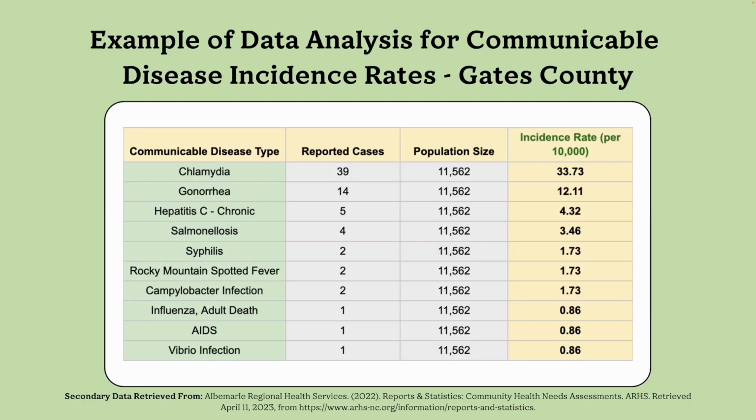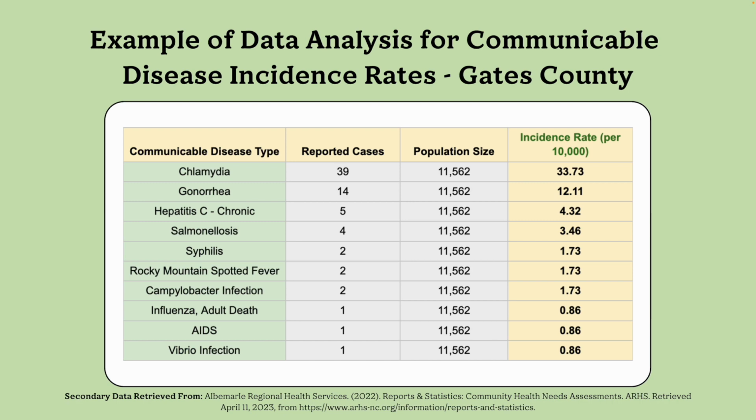I wanted to provide an example of data analysis for the communicable disease incidence rates. So again, this helped me answer the first research question, and this example is for Gates County specifically. So as we look at this chart, we can see communicable disease type. So these were the most common communicable diseases that were reported in these needs assessments.